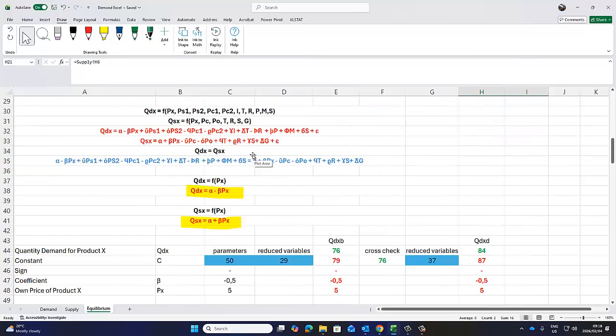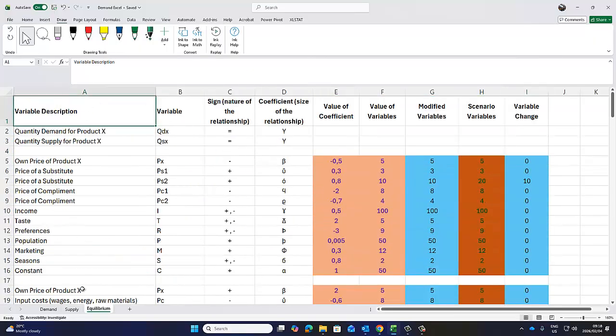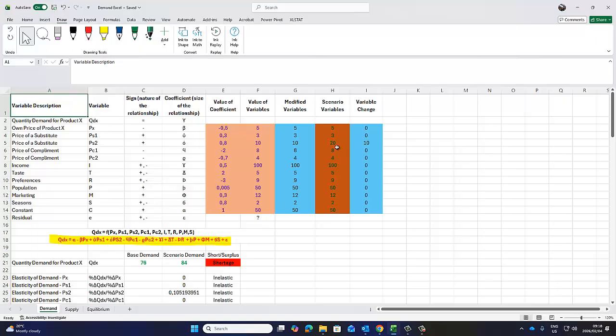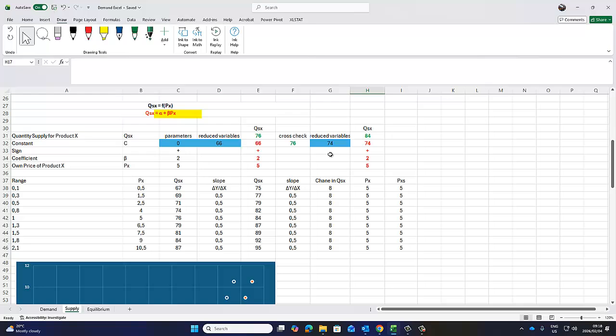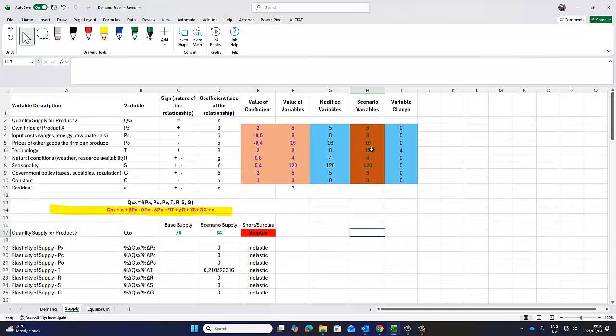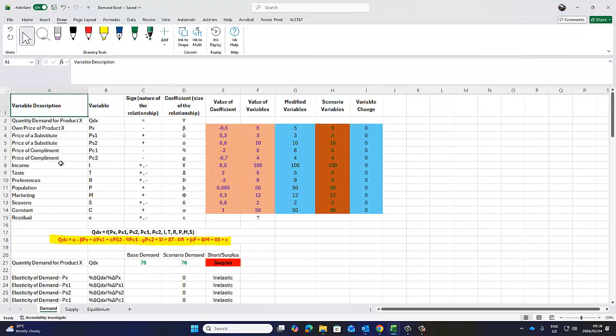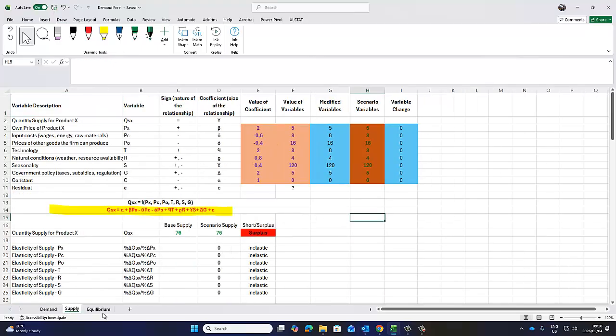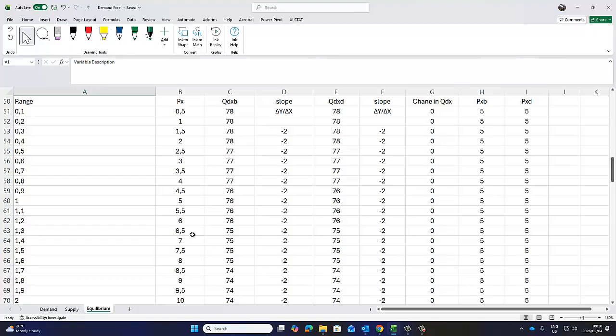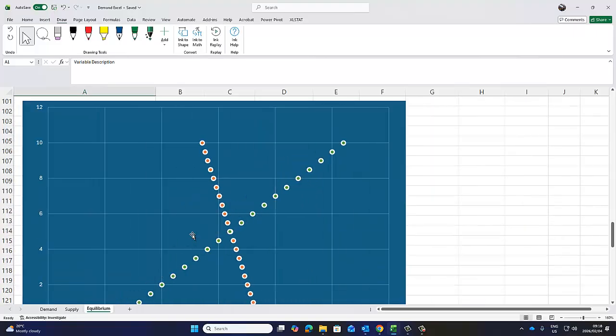So you can see how nice we can play now. We can play around with any type of scenario, any form of scenarios. You can have multiples. You can have 4, 5, 6, 7, 8, 9, however many changes you want to do. You can do it all there, and it will automatically give you the new demand and supply functions.